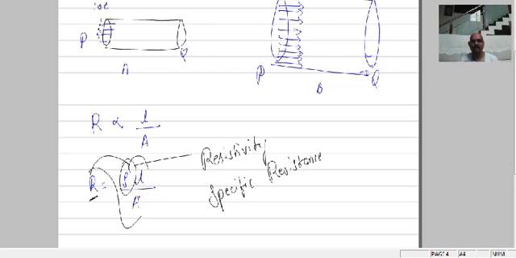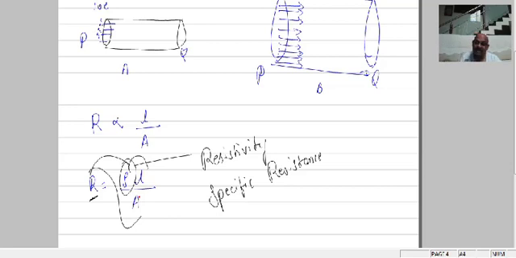What are the 4 factors? 1, it depends on the nature of the material of the conductor, whether it is copper, whether it is aluminum, whether it is zinc, like that. It depends on the nature of the material of the conductor. Secondly, it depends on the temperature of the conductor. And thirdly, it depends on the length of the conductor. Fourth, it depends on the cross-sectional area.